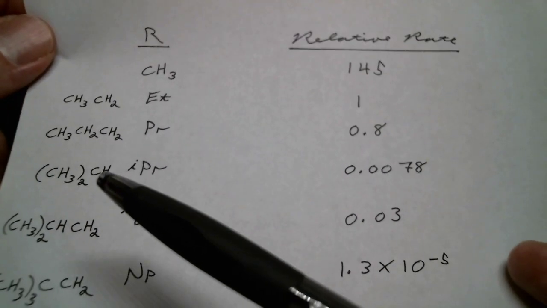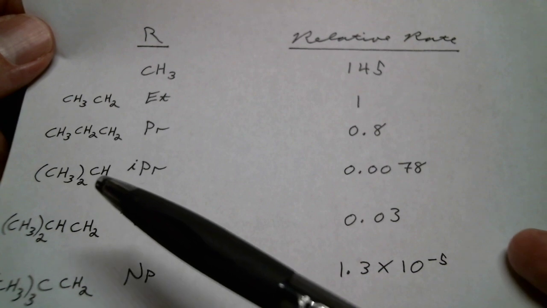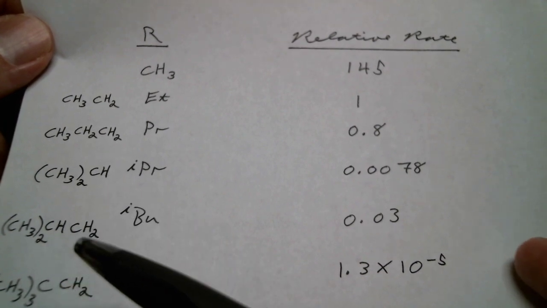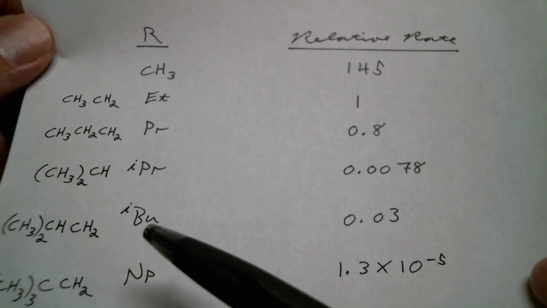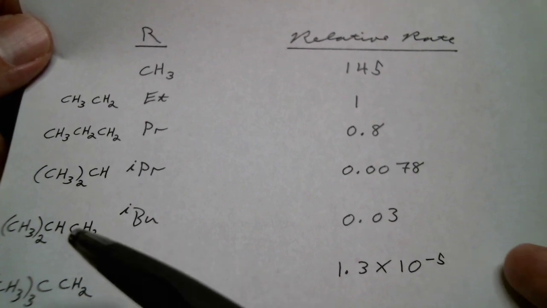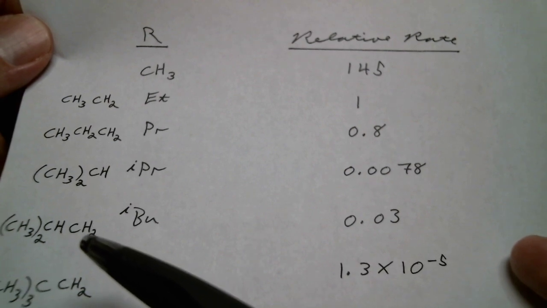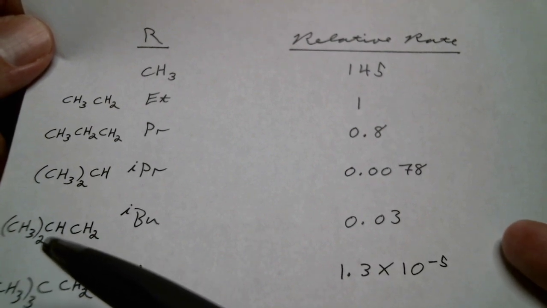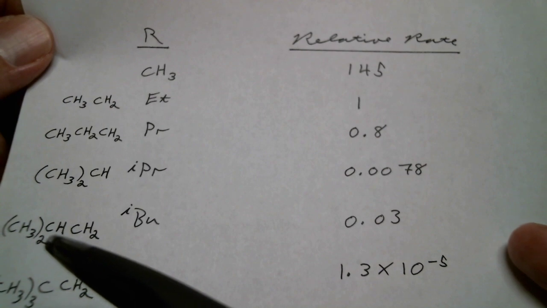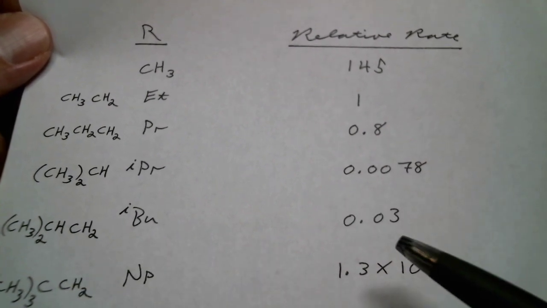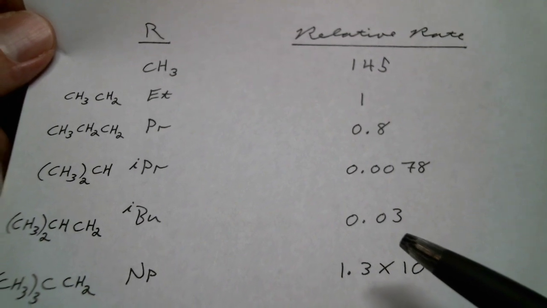What if we had this branching further away from our reactive carbon center? So what if we have an isobutyl group? Our reactive carbon center is a primary carbon, and now it's the carbon adjacent to that is tertiary. It's well branched. Well, our reaction rate is 0.03.